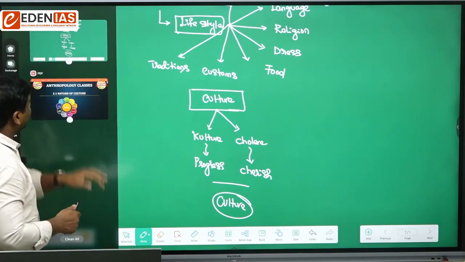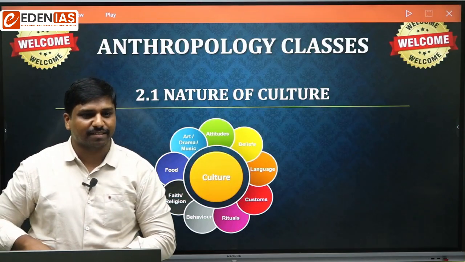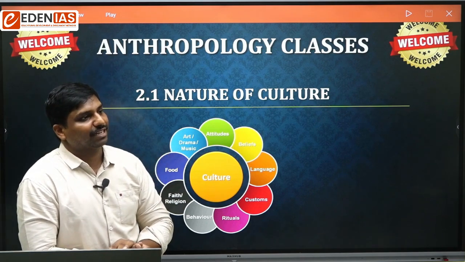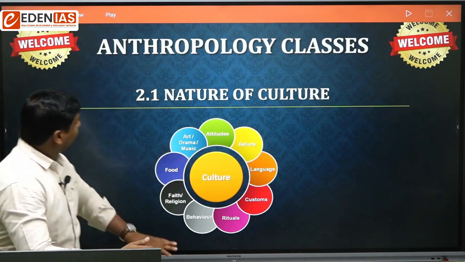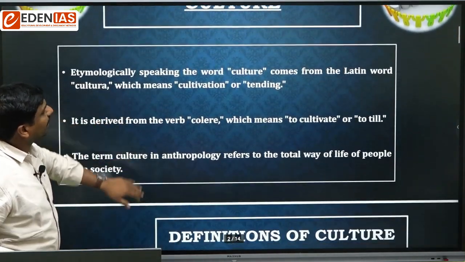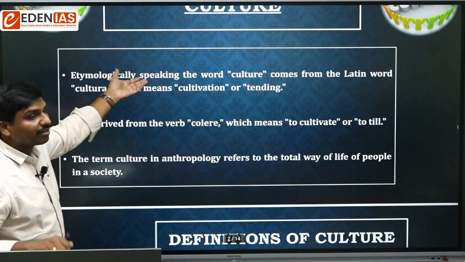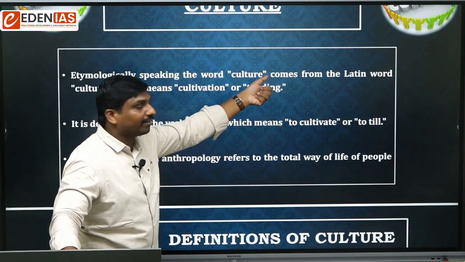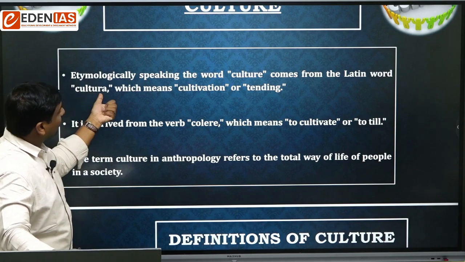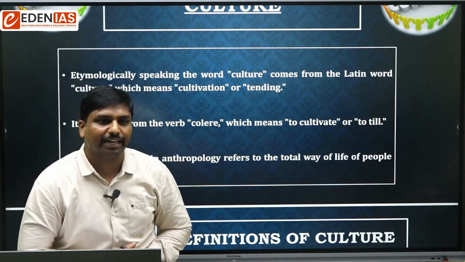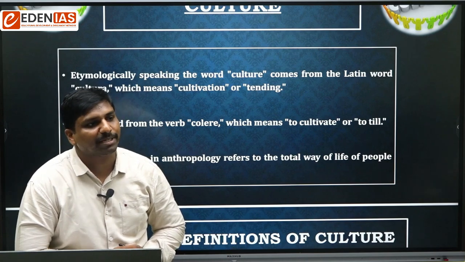So then let us try to understand this in a systematic way, in the sense of in what ways we can define culture. If you see, we can also see some traces: the word culture has been developed from the word cultura, which means cultivation or tending. This is, from an etymological perspective, how it has developed.